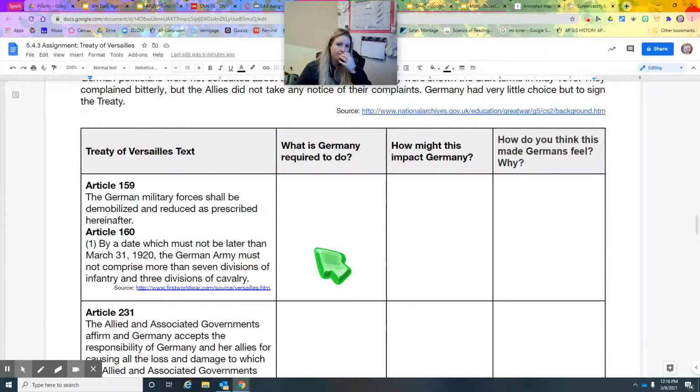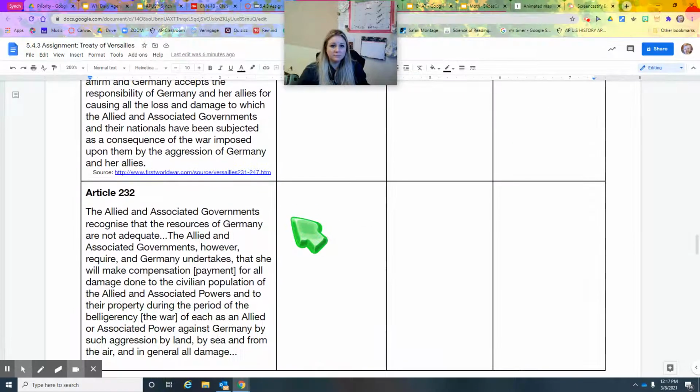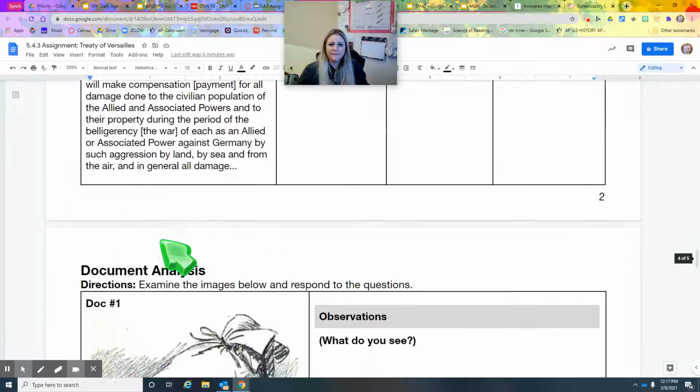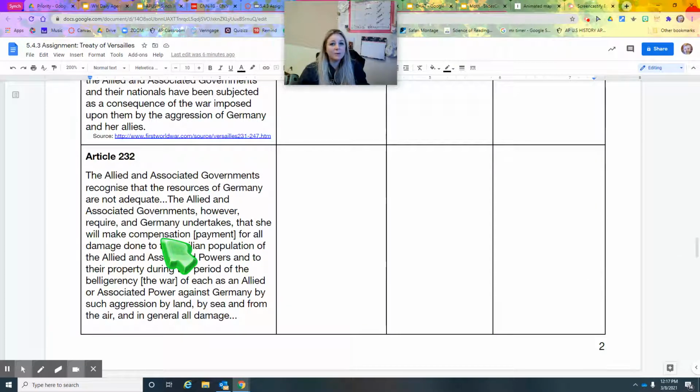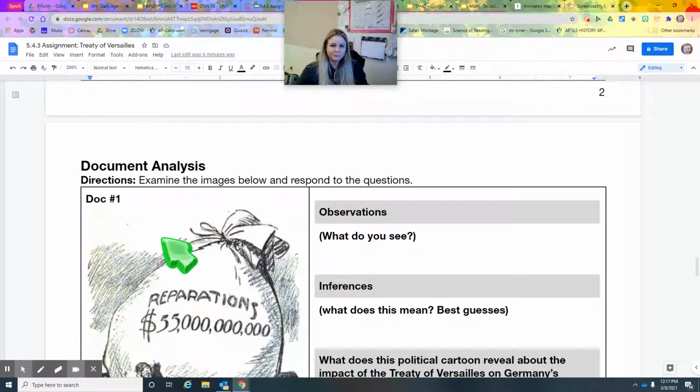So what are they required to do? I just told you. How might this impact Germany? How do you think this made Germans feel? What do you think they're going to do to pay for that? Go ahead and pause, and we'll move on to page 4 or 3.